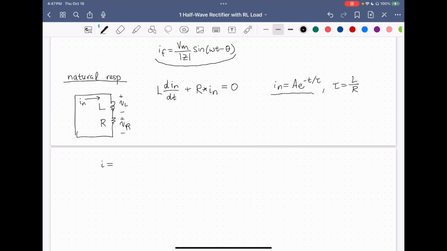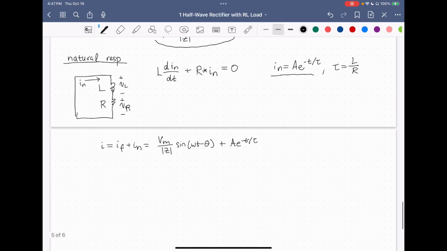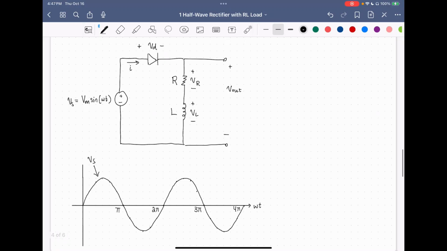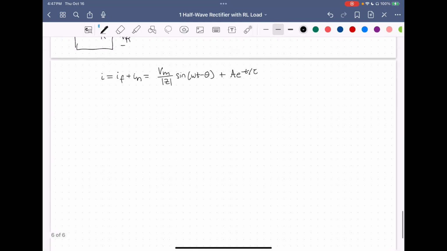So let's write out the total response expression. The total response is IF plus IN, with IF equals Vm over Z sine omega t minus theta plus IN is A e to the negative t over tau, with A being an unknown. So at this point, because of the natural response, we need to use the initial conditions. So let's use the initial condition that initially, right when we turn on the source, going from 0 to a positive value, the current at this point must be 0. There's no current flowing through the inductor just yet. So I0 equals 0. So now let's plug in t equals 0 into our expression.